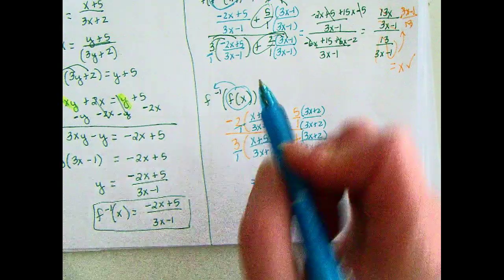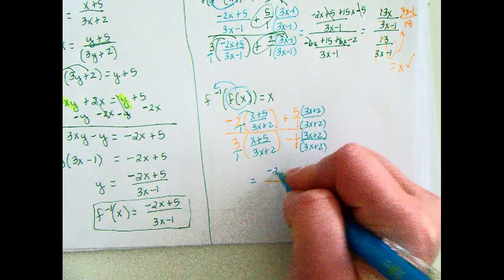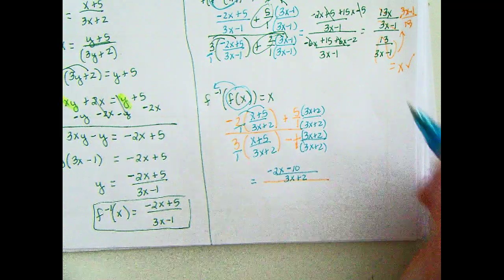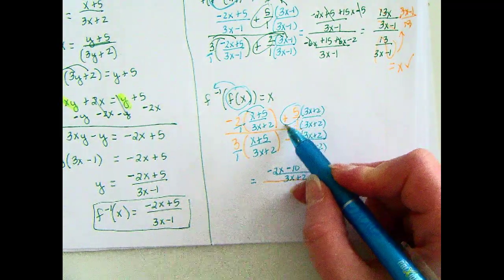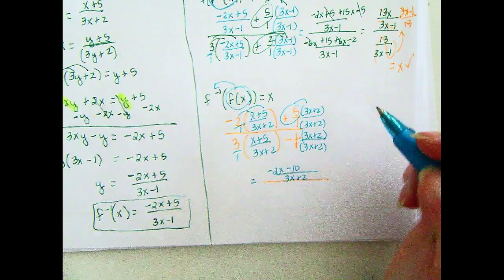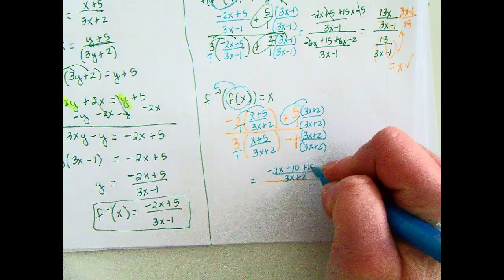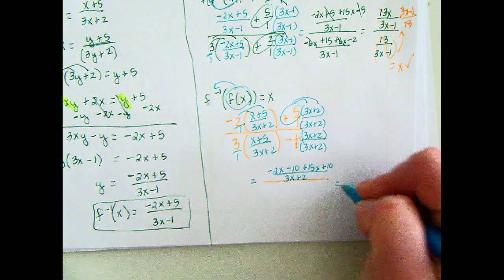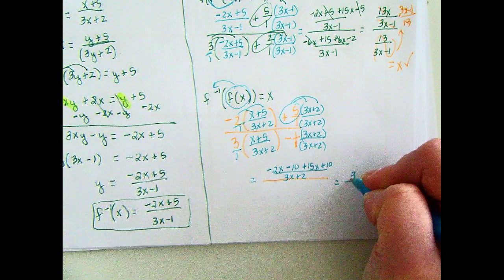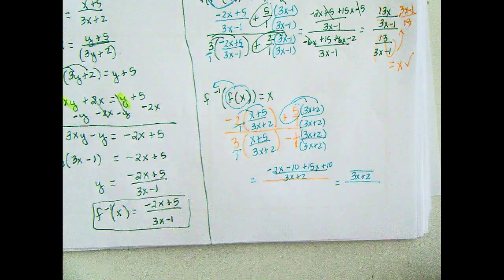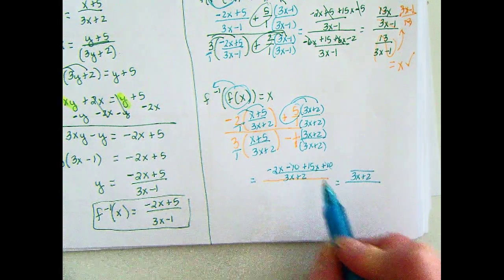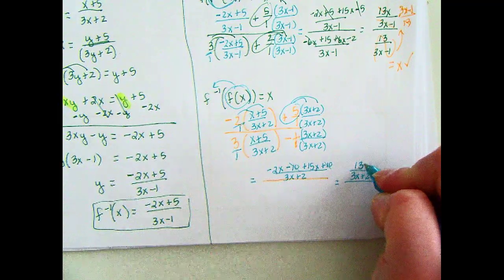I'm distributing a negative 2. Negative 2 times x is negative 2x. Negative 2 times 5 is negative 10. Be careful here. Watch the sign. I'm distributing a positive 5 times 3x. That's a positive 15x. Positive 5 times 2 is a positive 10. When I simplify that over the 3x plus 2, again, something should cancel or you messed up. Negative 10 plus 10 cancel. Negative 2x plus 15x is 13x.